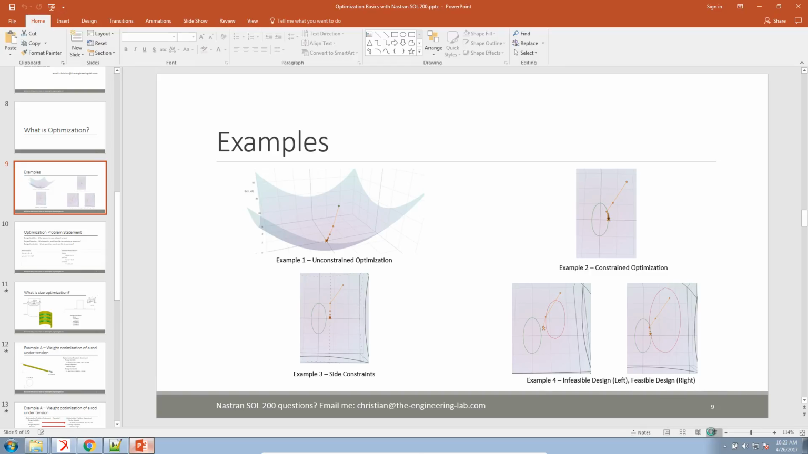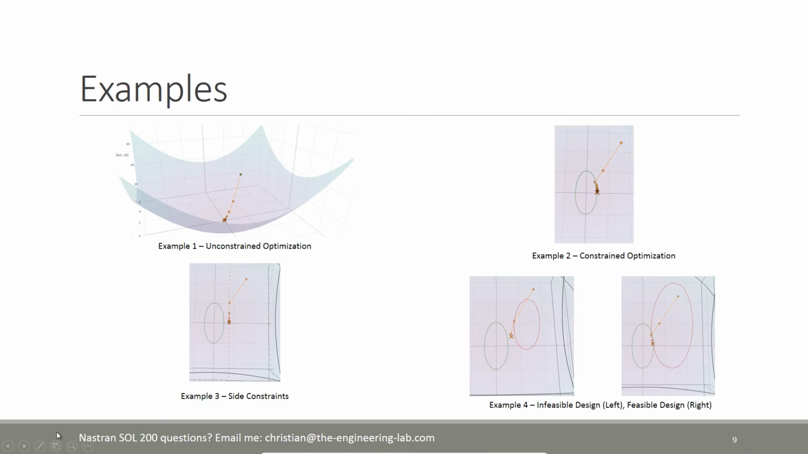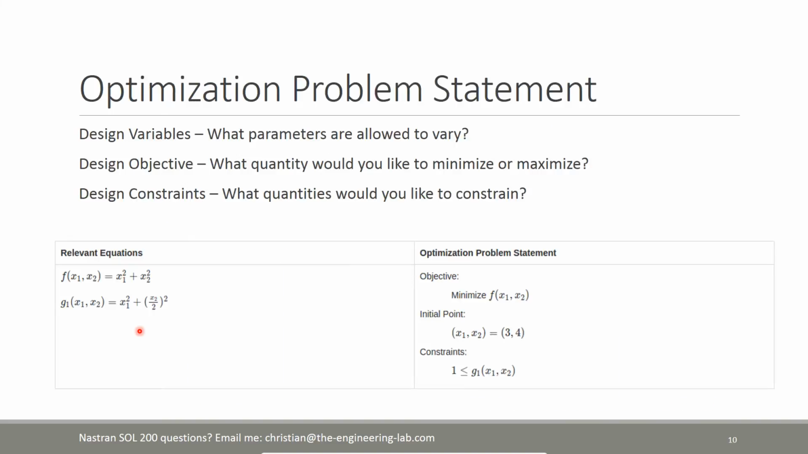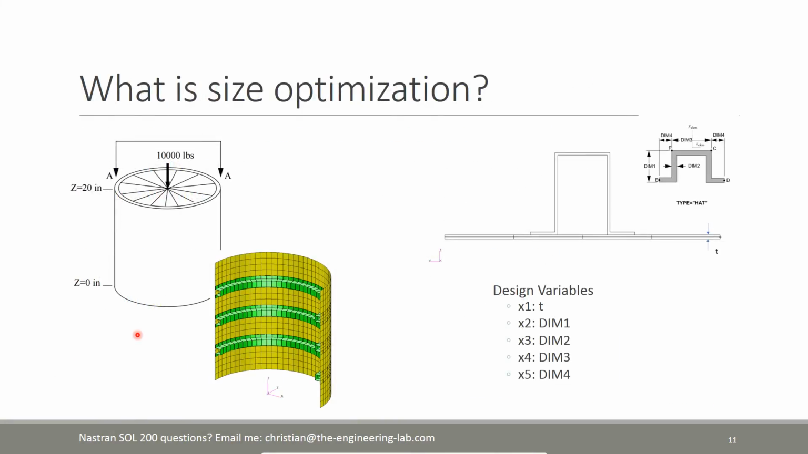So this was a very introductory section for optimization. Let's go ahead and move on to actual structural optimization with Nastran Solution 200. Here in this example is where I'll define what size optimization is. Here on the left, I've got a finite element model of a thin-walled cylindrical structure. By itself, there's not too much that's impressive here.